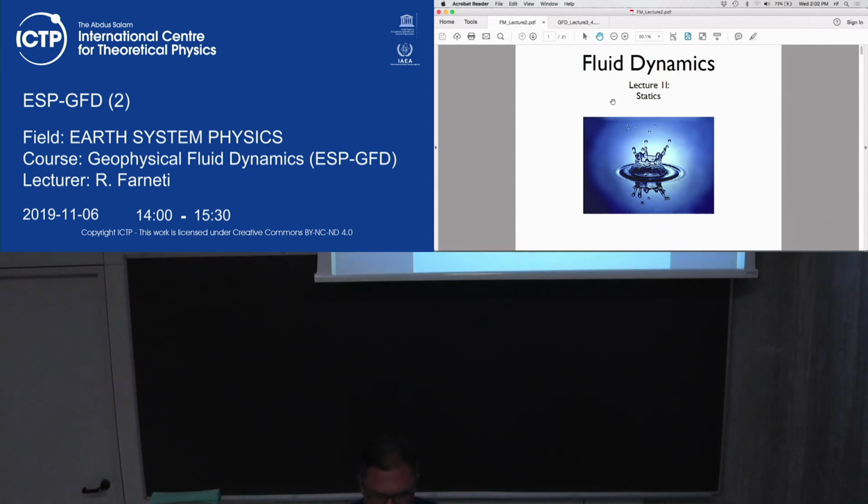Questions about the first lecture? So what we saw were the basic properties of fluids. What is a fluid? What is not a fluid? How you can define a fluid, liquids and gases. And then we defined viscosity through a simple example, so how the shear stresses and the velocity gradients are related through the viscosity of the fluid.